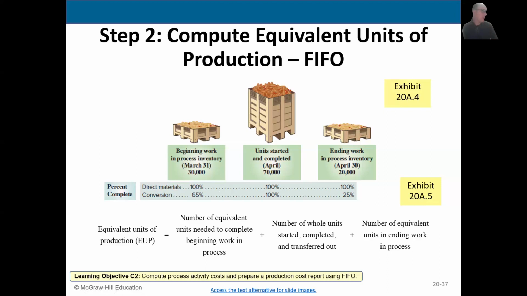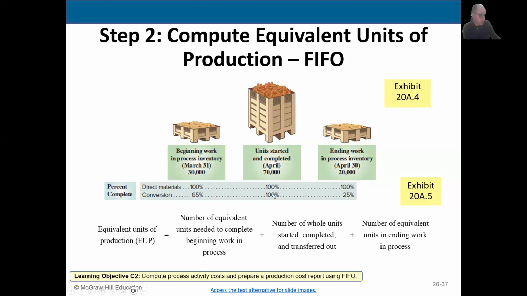The conversion cost is where we take the direct labor plus the factory overhead. That's what we call conversion cost. It's the cost of converting raw materials into finished goods. It's the cost of labor plus overhead. So you'll notice that the conversion cost of beginning work in process inventory is 65%.